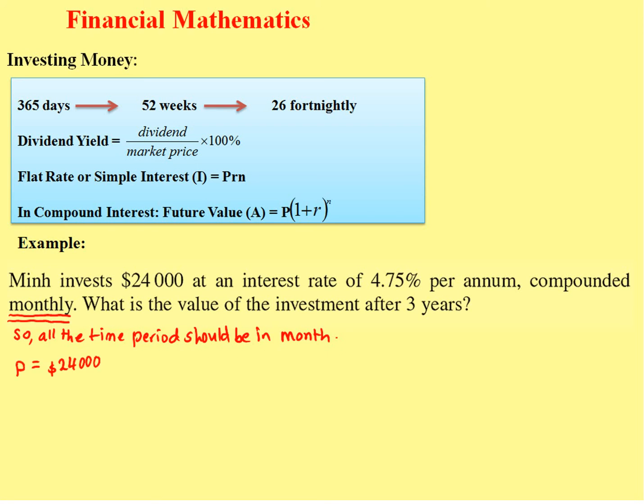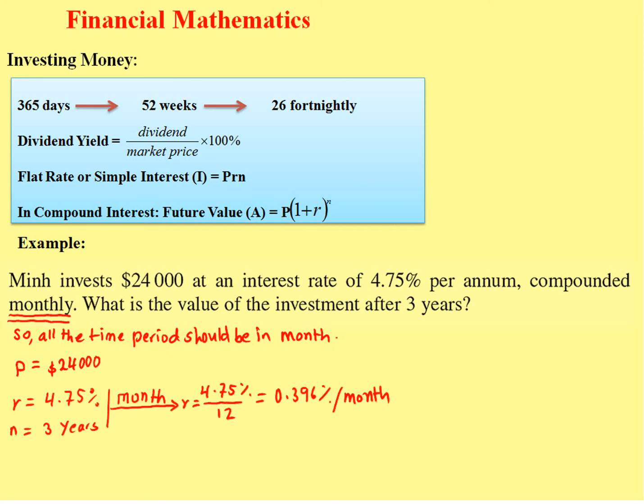So we have a principal of 24,000, that's the initial amount invested, and we have a rate of 4.75%, and the years is 3 years. We have to change everything to month. To change the rate into months, this is per year, we're dividing by 12. We change the percentage into 0.396% per month. Now the years, to change it to month, we times by 12, we have 36 months.